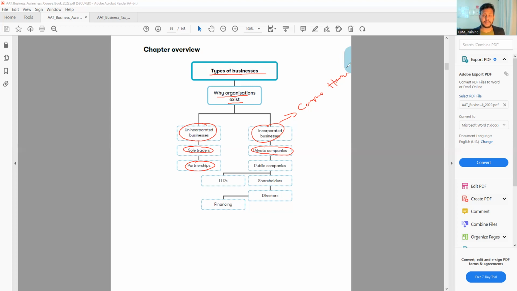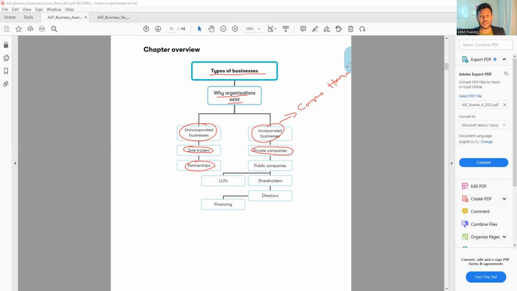Now, when you have a limited company, the people, the shareholder or the owner of the business, will be treated separately from the business. And we call it the separate entity concept. Separate entity concept means the business and the owner are separate. Even though the business is owned by that shareholder, the owner, still the business and the owner will be treated separately.